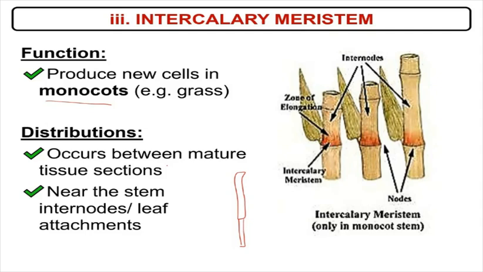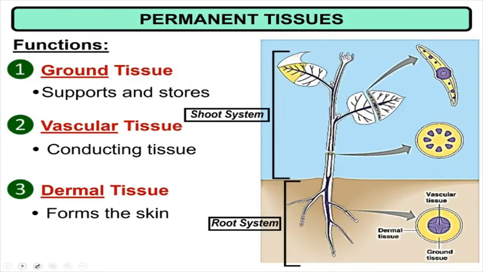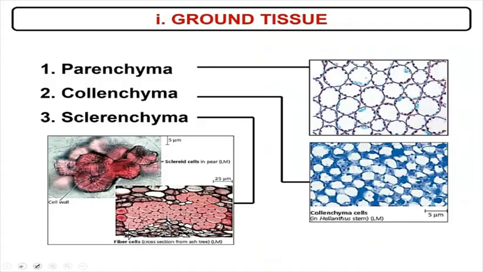The distribution between mature tissue sections. These are the mature parts. So we can find the intercalary meristem here, in between the internodes. Permanent tissues are ground tissues, vascular tissues and dermal tissues. Ground tissues ni asas, tisu asas. Vascular tissue adalah tisu vascular yang mengangkut, tisu pengangkut, while dermal tissues are the tissues that form the skin.